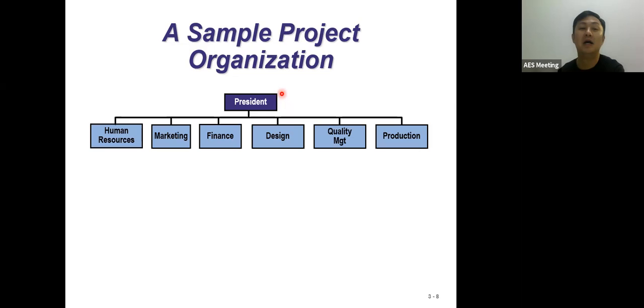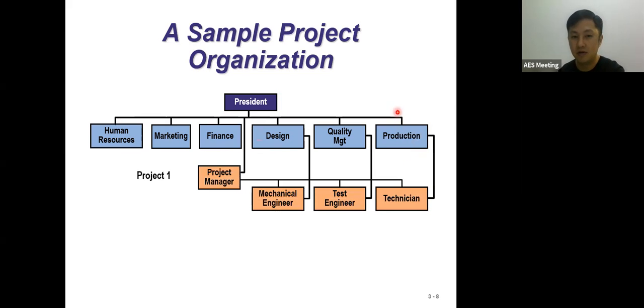So the president himself has underneath him human resource, marketing, finance, design, quality management, and production. All of these are the different departments. What I'm trying to bring to you here is, if you're looking at project one, the first project has an engineer from the design department, a quality management engineer, and a production engineer and technician from production.